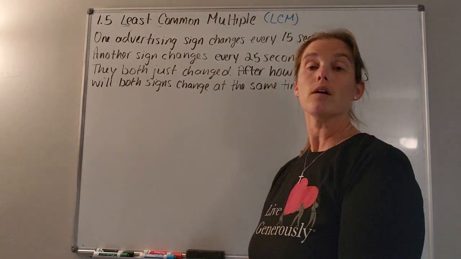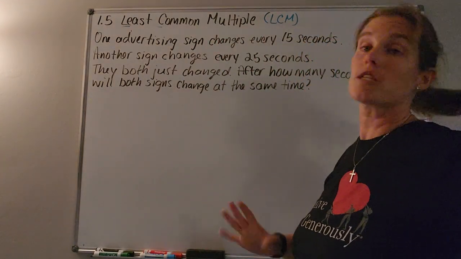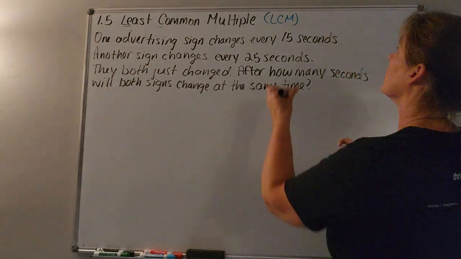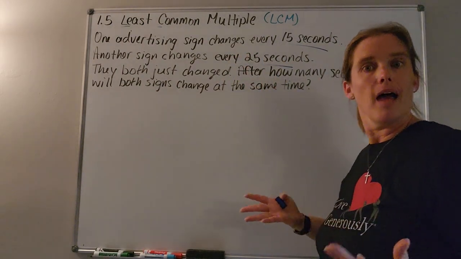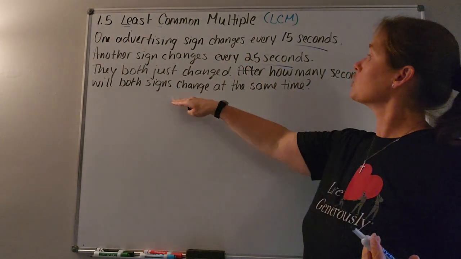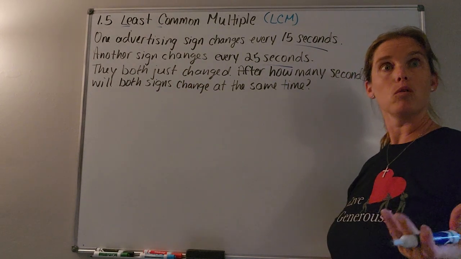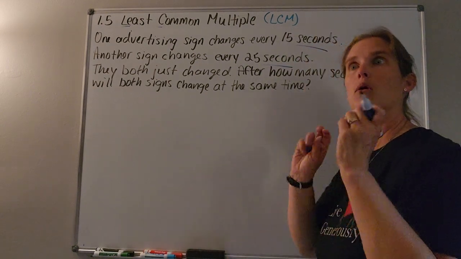Okay, now an example to apply LCM. One advertising sign changes every 15 seconds, another one changes every 25 seconds. They both just changed, so they change at the same time. After how many seconds will both signs change at the same time again? Well, we know it's going to be more than 15 or 25 seconds, right? So when are they going to both line up again?